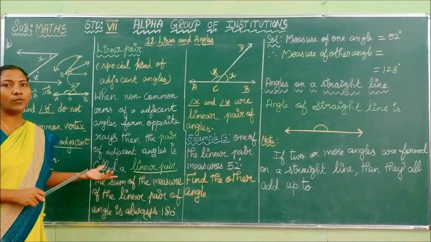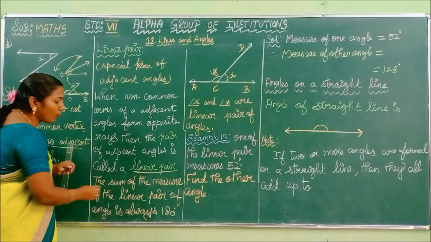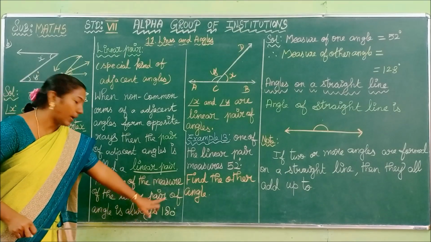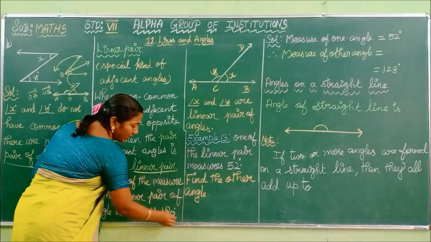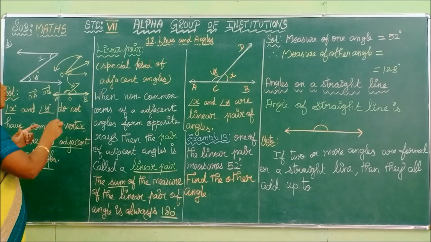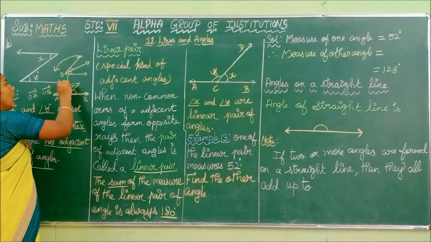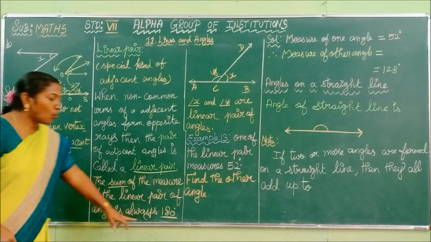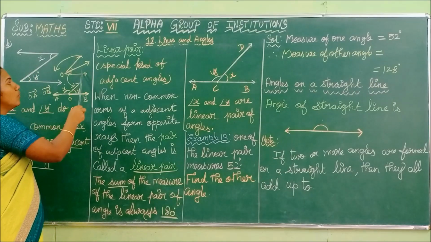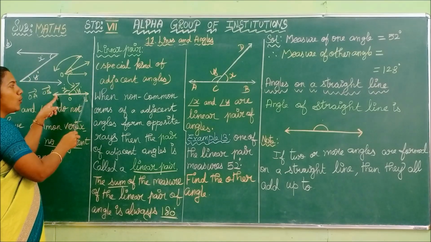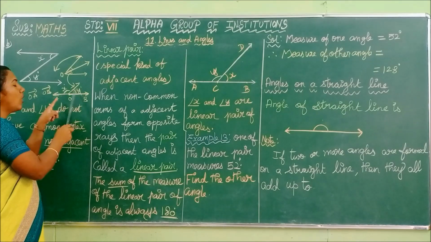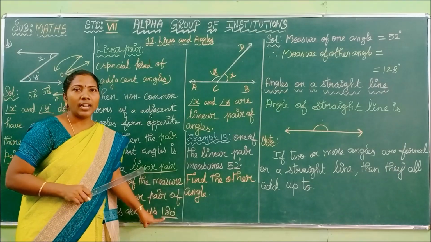Okay. What is the nature of a linear pair? Listen. The sum of the measure of the linear pair is always 180 degrees. So listen carefully, children. The speciality of a linear pair is, if you add the linear pair angles, you always get the sum 180 degrees. Do you understand, children? If the non-common arms of adjacent angles become two opposite rays, we get a linear pair of angles. If you add these two angles, you get the sum 180.